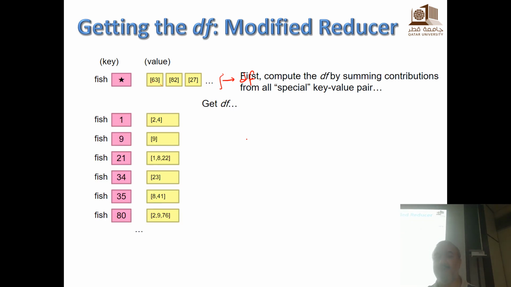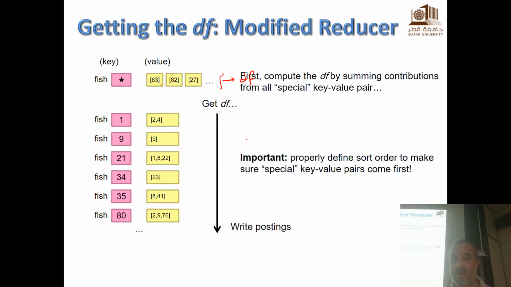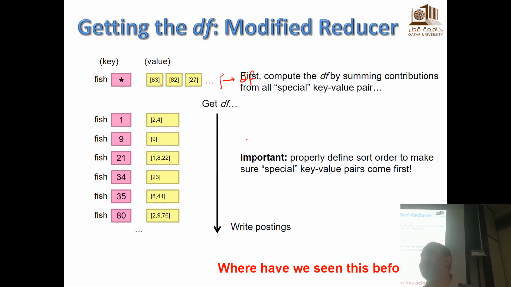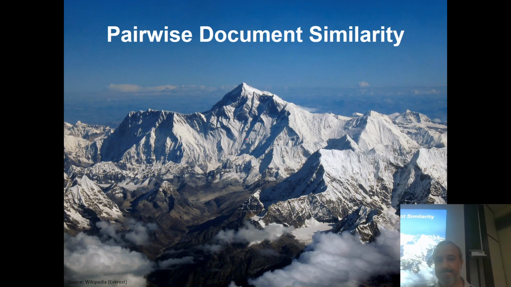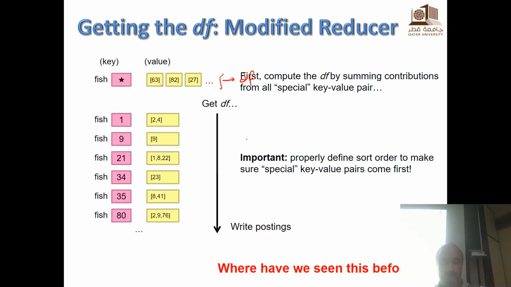And then once we get the document frequency, we can do the same that we did in the previous pseudocode. And we have seen that before, of course, right? Okay, any question about this?